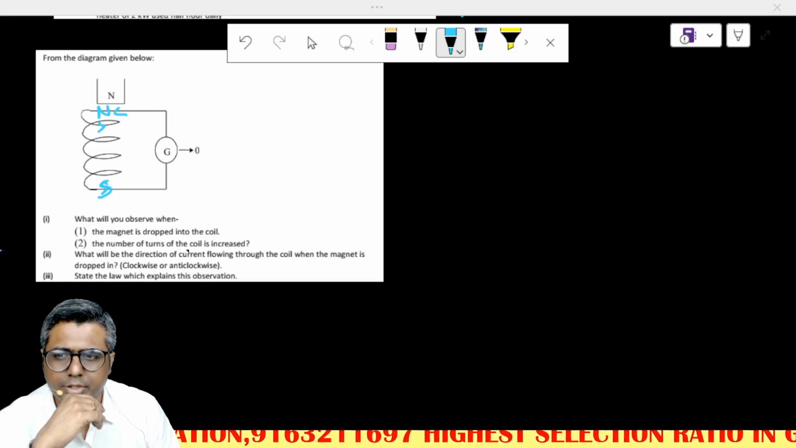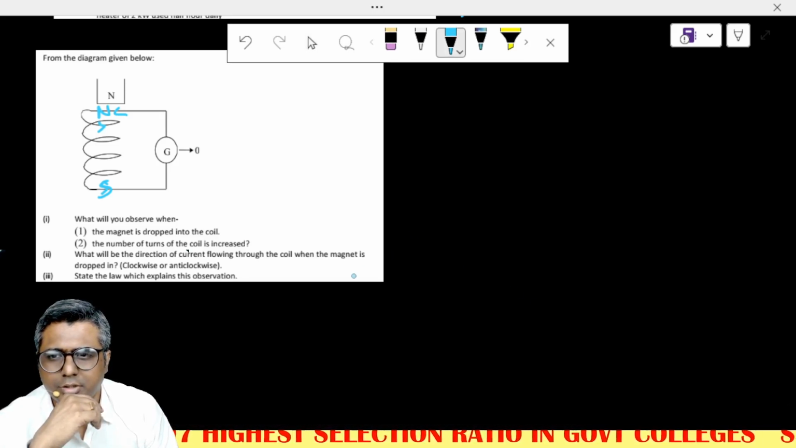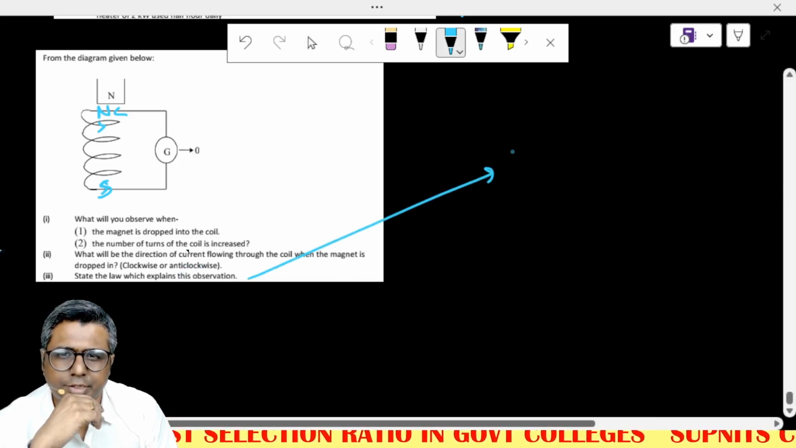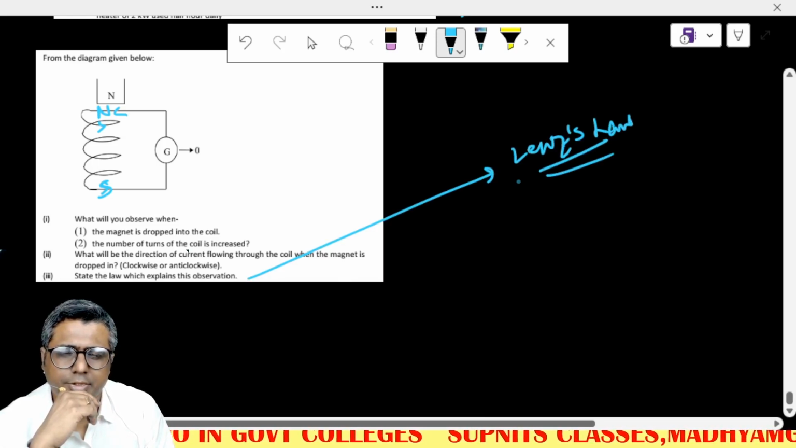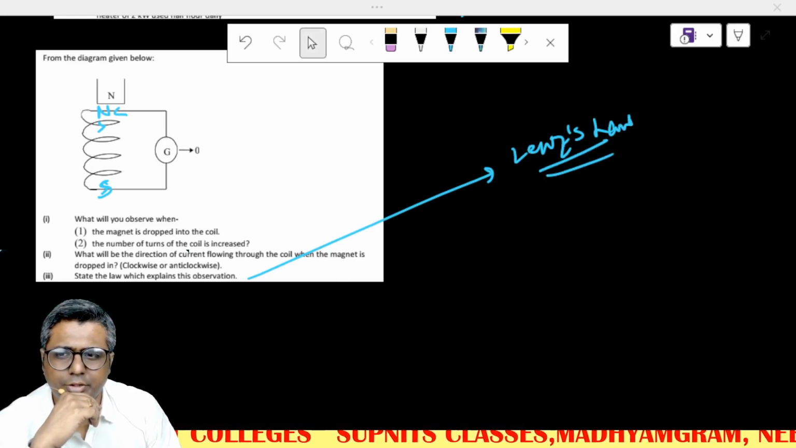Okay, next question is, state the law which explains this observation. Lenz's law, law of conservation of energy. You need to write down Lenz's law. That's it. Again, a very simple question on electromagnetism.